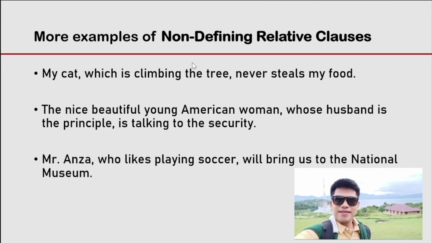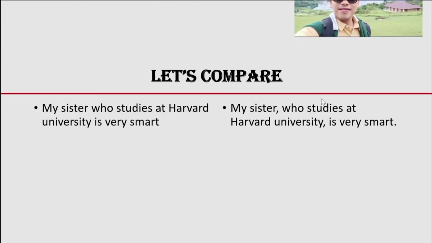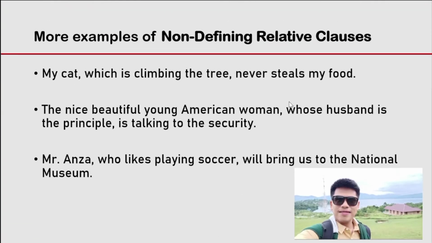Let's look at more examples of non-defining relative clauses. My cat, which is climbing the tree, never steals my food. We know which cat I mean. The nice, beautiful young American woman, whose husband is the principal, is talking to the security. We know which woman. Mr. Angel, who likes playing soccer, will bring us to the National Museum. Of course, we know, because there's only one Mr. Angel, right? So we don't need to question that.